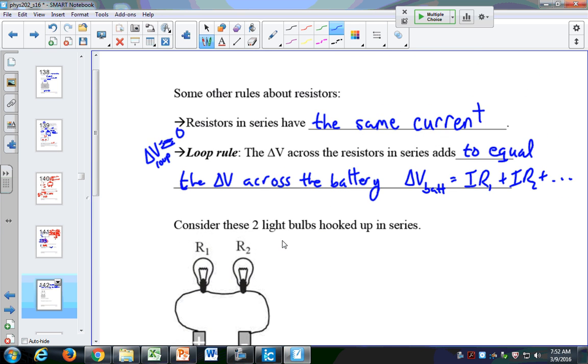So if I have these two light bulbs that are hooked up in series, what happens if I just take one of these out? Like if I take this light bulb out, what happens to the other one? Well, at first it's just going to go out, right? Because I've broken the circuit.